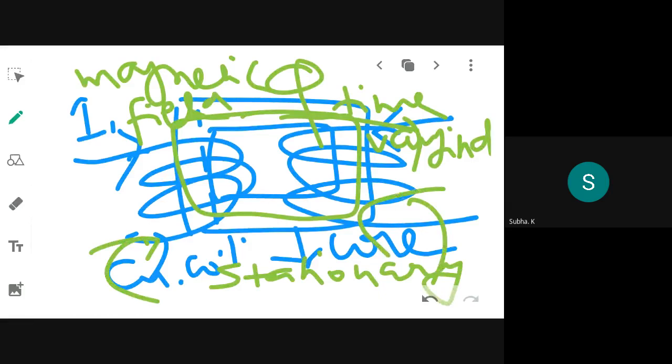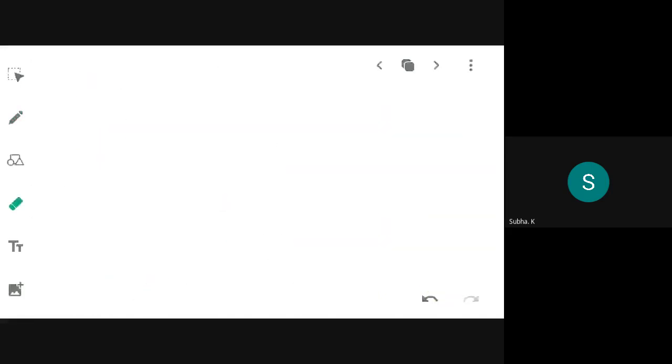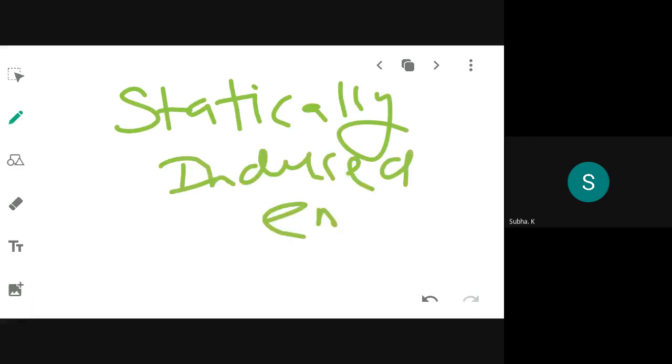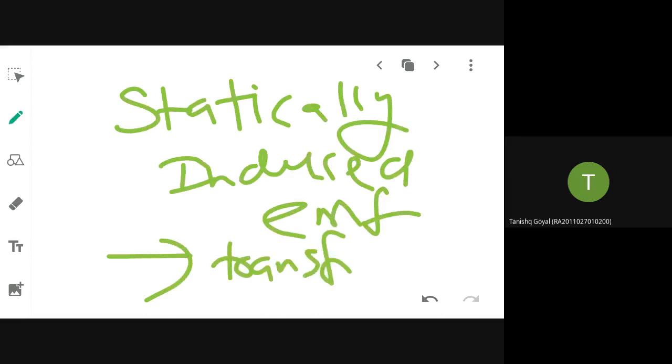So in this way, what type of EMF is generated? There are two types of EMF I told you. Statically induced EMF. A good example is what machine? Transformer. So you have discussed Faraday's law of electromagnetic induction. What is it? e equals minus N d phi by dt.